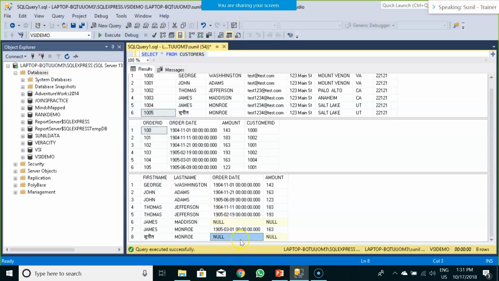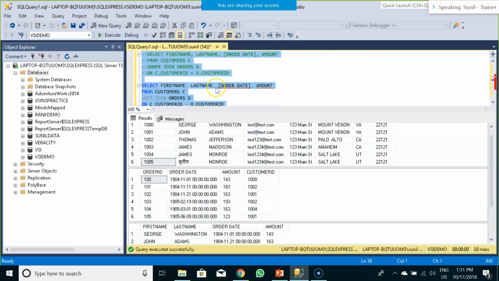That means it did not have any particular order associated to it. So it essentially returns all the information from your customer table and only matching information from your order table. Wherein there is no match, it returned null. So that is the purpose of left join in SQL.